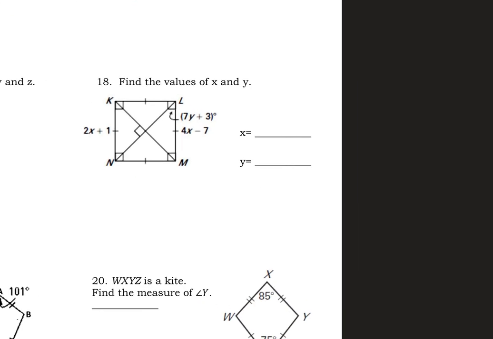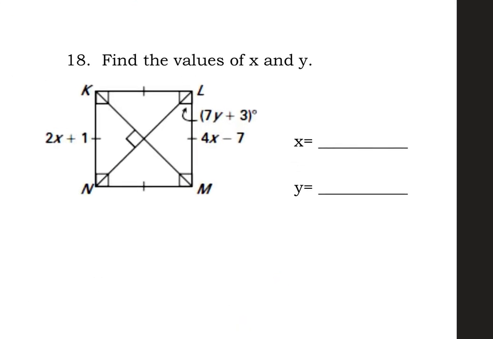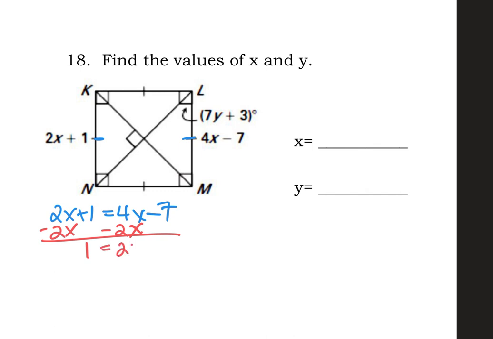So on 18, this is when we're looking at the rectangles, the rhombus, and the squares. So for the sides are the same, right? Sides are the same. So we're going to say 2x plus 1 is equal to 4x minus 7. All right, we'll subtract. I always subtract the smaller x, but again, you guys can always subtract anything or move anything around as you'd like. 1 is equal to 2x minus 7. We'll add the 7. So 2x equals 8. Divided by 2, so your x is equal to 4.